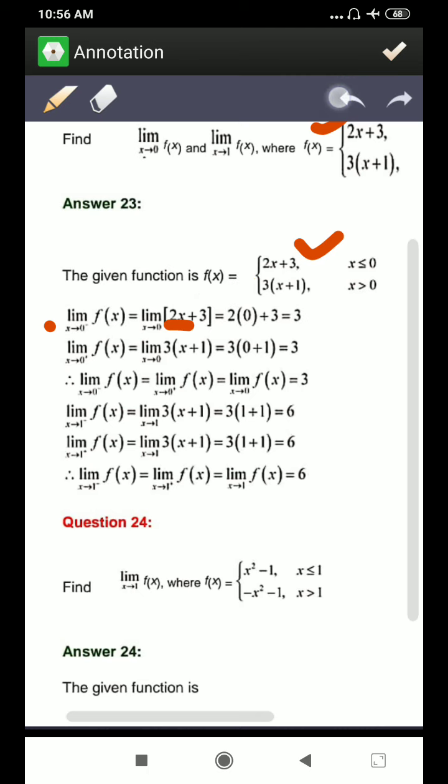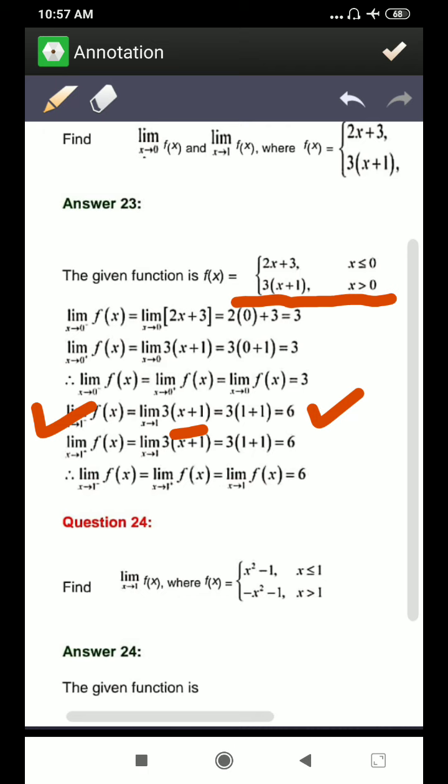Suppose you want to calculate at x equal to 1. At x equal to 1, in the left hand as well as the right hand limit, we'll use the same function, because for x less than 1 the function is the same, and for x greater than 1 the function is also the same. So in the left hand limit at x equal to 1 we use 3x plus 1, so it comes to 6. For the right hand limit we write the limit as x tends to 1 plus of f(x). Both sides have the same function, so we'll get 6.